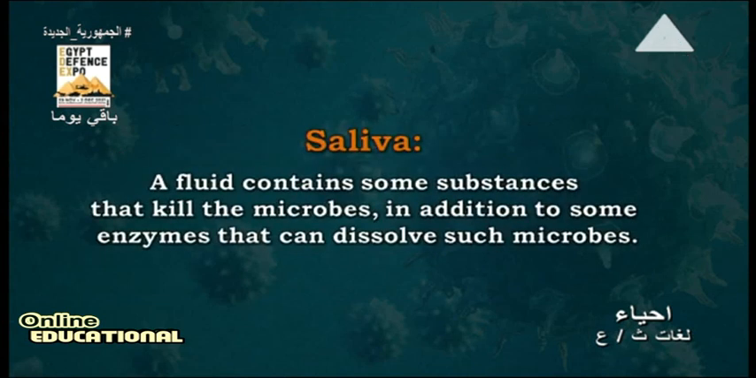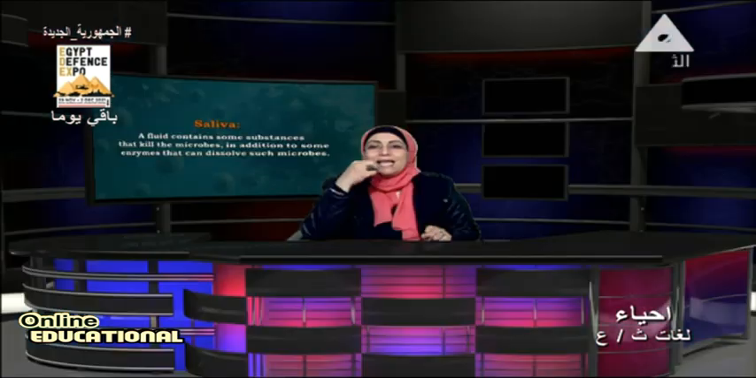What is saliva? Saliva is a fluid found inside the mouth, secreted by the salivary glands. Inside our mouth there are glands, three pairs of them: one under the lower jaw, one under the tongue, and a pair in front of the ear. These three pairs of glands are named the salivary glands.